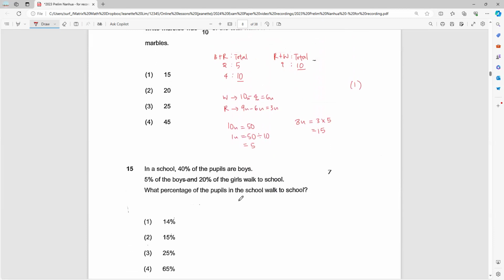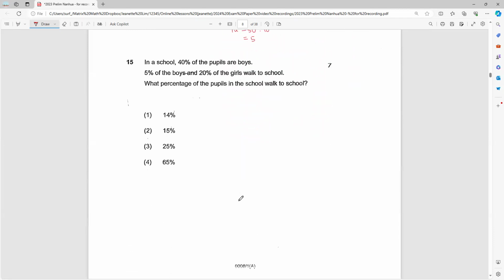Question 15. In a school, 40% are boys, 5% of the boys, and 20% of the girls walk to school. What percentage of the pupils in school walk to school? Okay, so there are percentages involved, and take note, you do not just add them up without understanding what the percentage represents. This 40% is talking about the total number of pupils, whereas this 5% is just 5% of the boys. And 20% is talking about the girls. So all these percentages are talking about different totals. You cannot just add or minus them straight away.